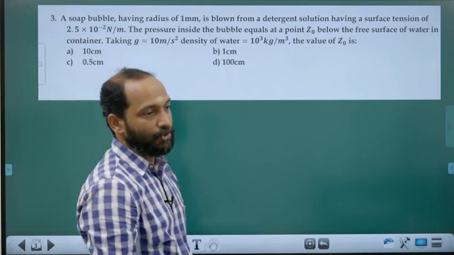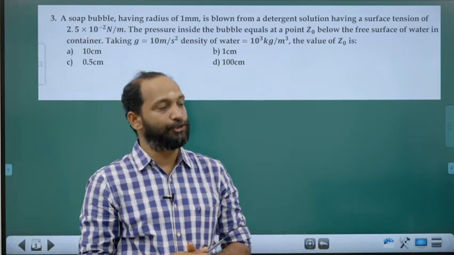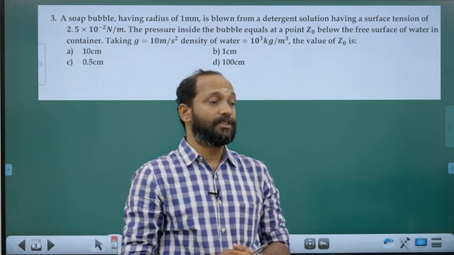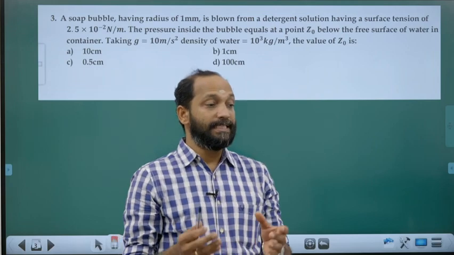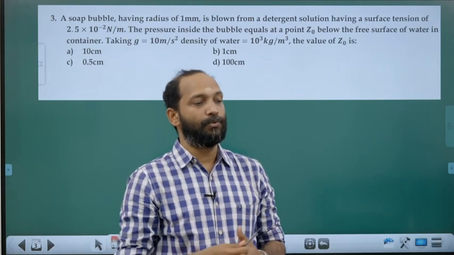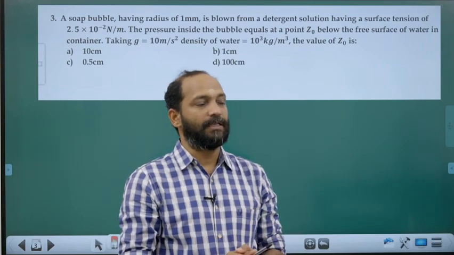Third one. A soap bubble having radius 1 millimeter is blown from a detergent solution having a surface tension of 2.5 into 10 power minus 2 Newton per meter. The pressure inside the bubble is equal to the pressure at a point Z0 below the free surface of water in a container.